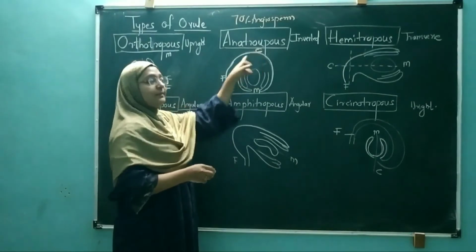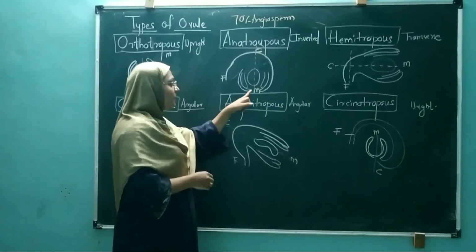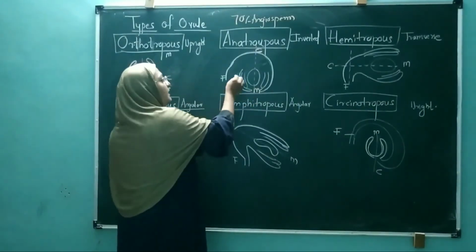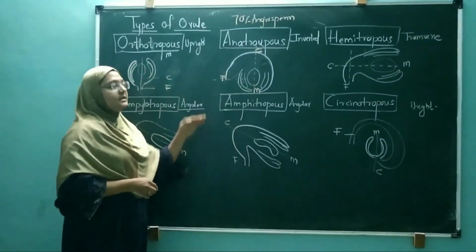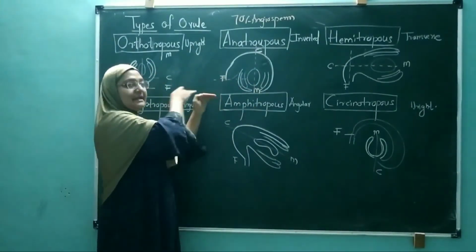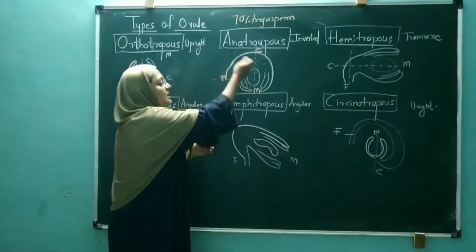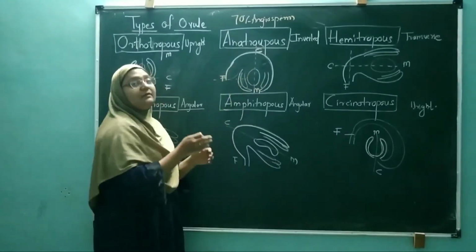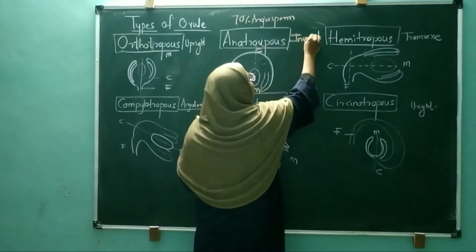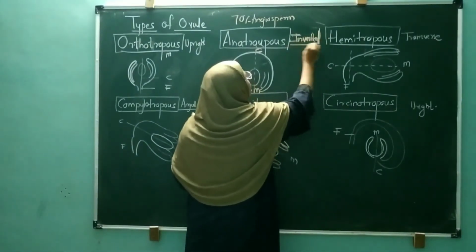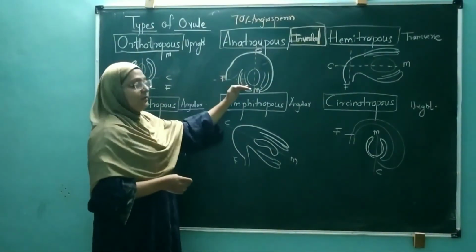as abbreviation C, both are in one line, and here the micropylar end is parallel to the funiculus, that is the F. It is exactly in the same line where the funiculus is present. So the micropylar end is upside down. So it is called an inverted kind of ovule.